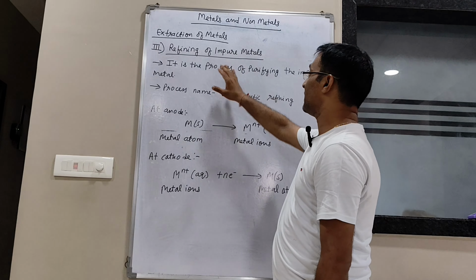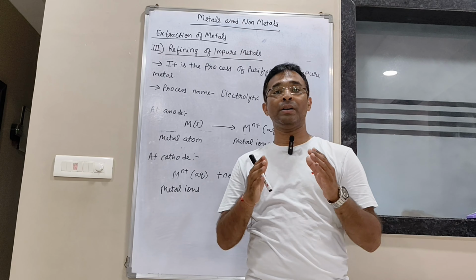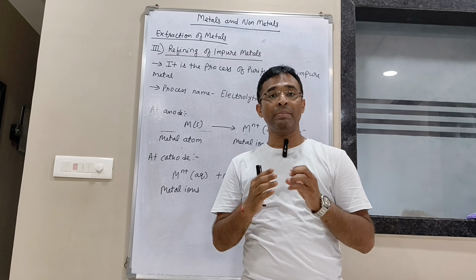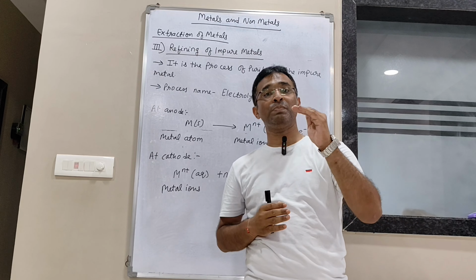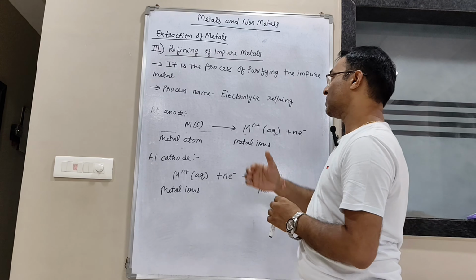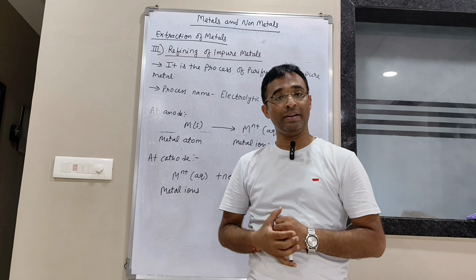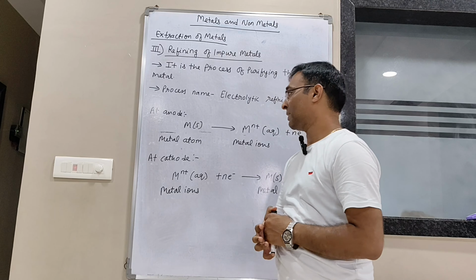Third step, refining of impure metals. Now this is the last step. We have obtained a metal which is pure, but still we have to enrich its purity. We have to raise the purity. So for that, what will we do? Electrolytic refining is the process for that.